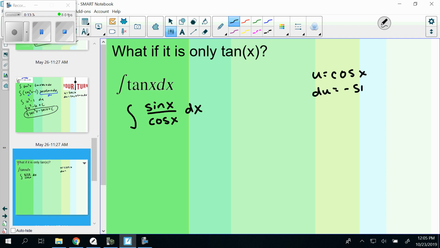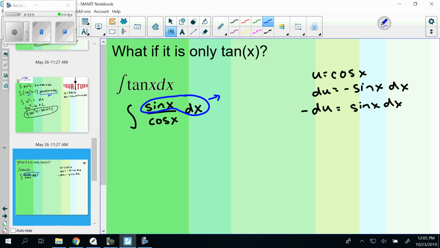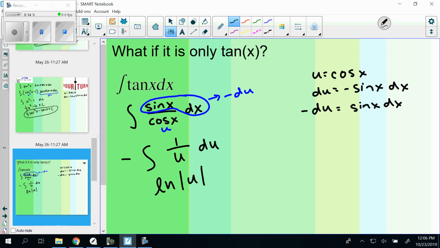now it will cancel out here. So the derivative is negative sine x. If we move that negative to the other side, now we do have stuff that's going to cancel here. Sine x dx, we see right here, that should substitute for a negative du, just like this is going to turn into u. So if we make that substitution, I'm going to put the negative out front. We'd end up with 1 over u du. And we know the antiderivative of that would be natural log, so it would be natural log of the absolute value of u. It is negative, plus c.